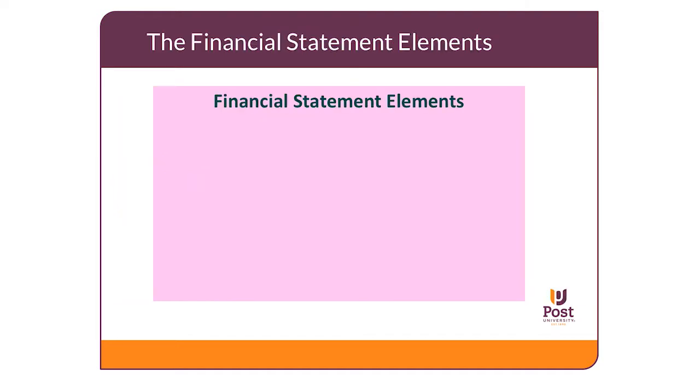This is the first building block of accounting, the accounting elements. All transactions are classified into 6 broad categories or elements. The first is assets. Assets are things of value that you own. Next is liabilities. Liabilities is what you owe.